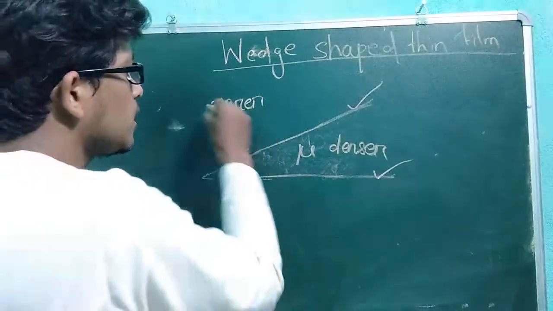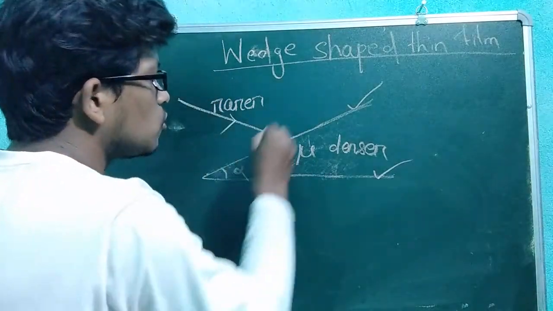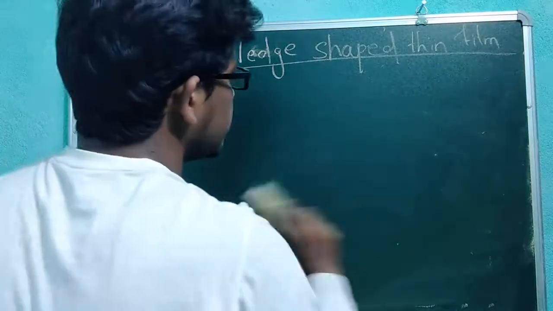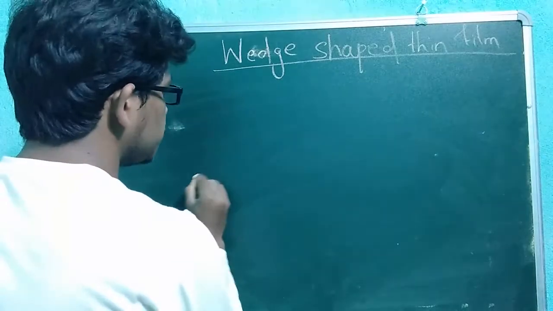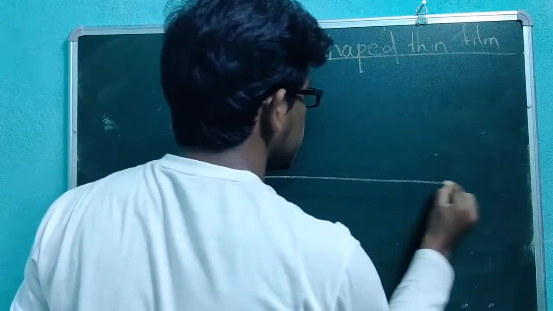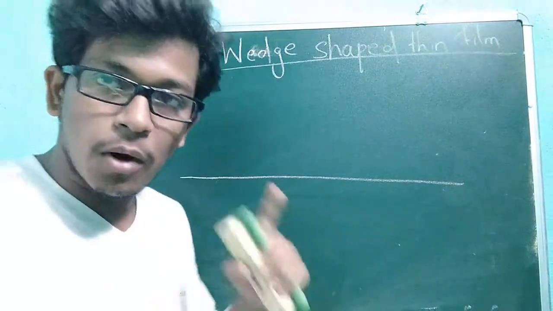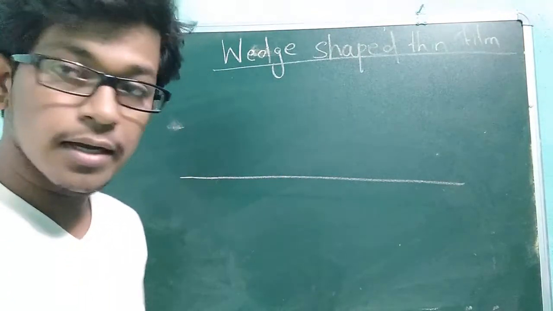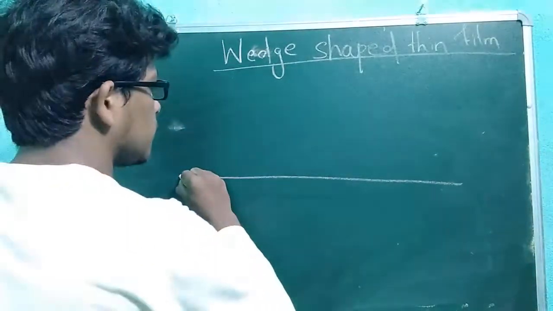Now we will see, light will fall here. What will happen? A normal will be there. Then what will happen? We will see now. I will draw the wedge-shaped film in a big figure because in this lecture you should understand the wedge-shaped film structure. Then next we will go to the derivation.